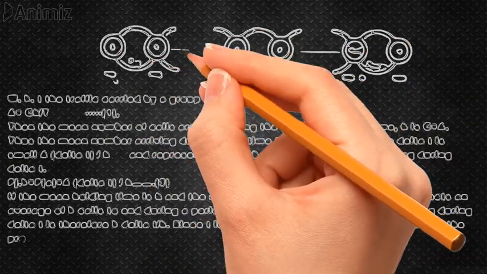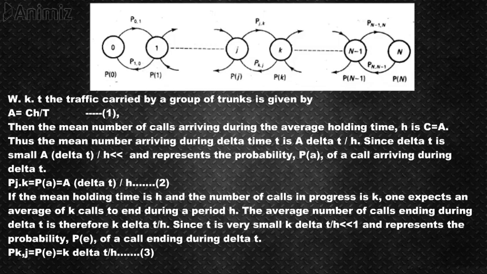We already know that the traffic carried by a group of trunks is given by C H by T. Then the mean number of calls arriving during the average holding time h is equal to c, which is equal to a. Thus, the mean number arriving during the delta time t is given by a delta t by h. Since this value is very small, a delta t by h will also be very small, and it represents the probability of A, that is, one call arriving during the small delta t. Therefore, Pjk is equal to P of A, which is equal to a delta t by h, and this value represents the probability that one call will arrive when the trunk is at state j.